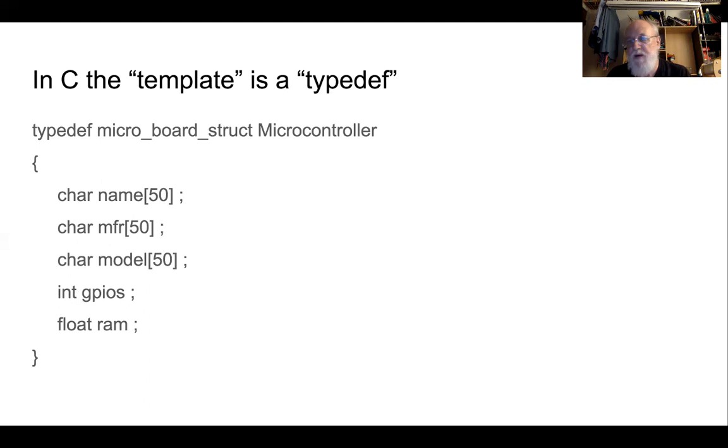So it has a name. I made an array of 50 characters, so there'll be lots of room for a long name. The manufacturer, I made that 50 characters. The model, I made it 50 characters. I made an int, or an integer, for the number of GPIOs, pins in other words, and I made a float for the RAM. This is what it looks like. The one thing, there's a typo on the slide. The one thing it's missing is right at the very end here, it should say microcontroller. But we'll see that in the code example. I fixed that, so you'll see that.